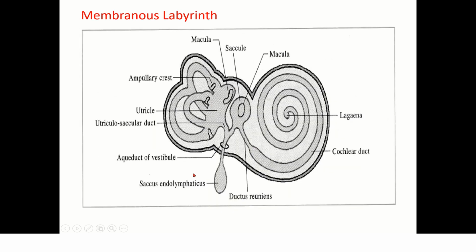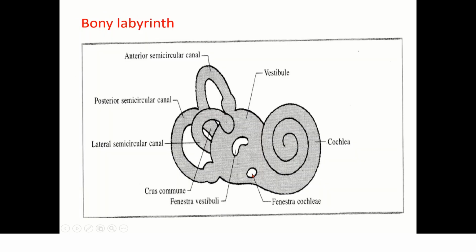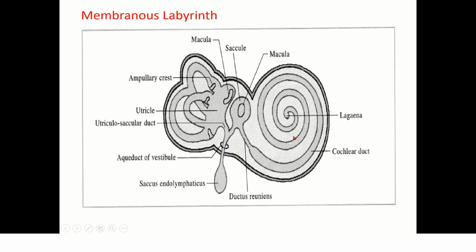So here you can see the membranous labyrinth. In the bony labyrinth the parts were like this: the cochlea, the vestibule, and the semicircular canals. Now in the membranous labyrinth, you can see here, within the cochlea, there is a cochlear duct, the apex of which is called the lagena.